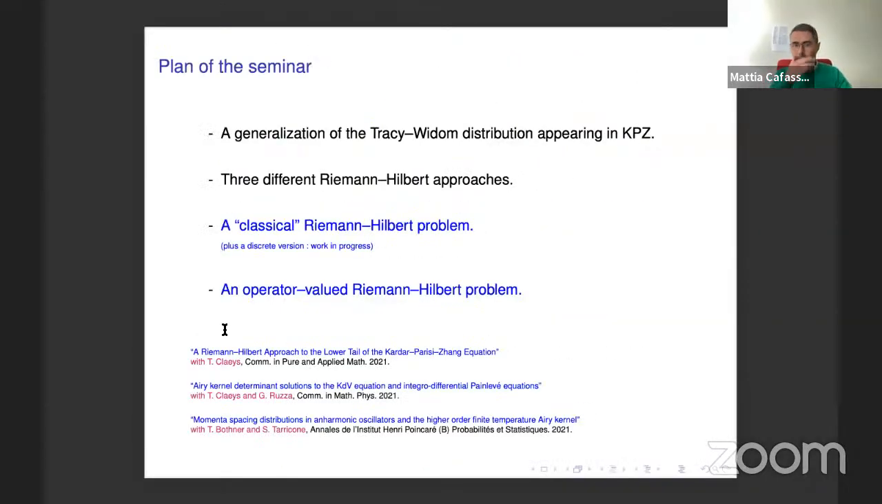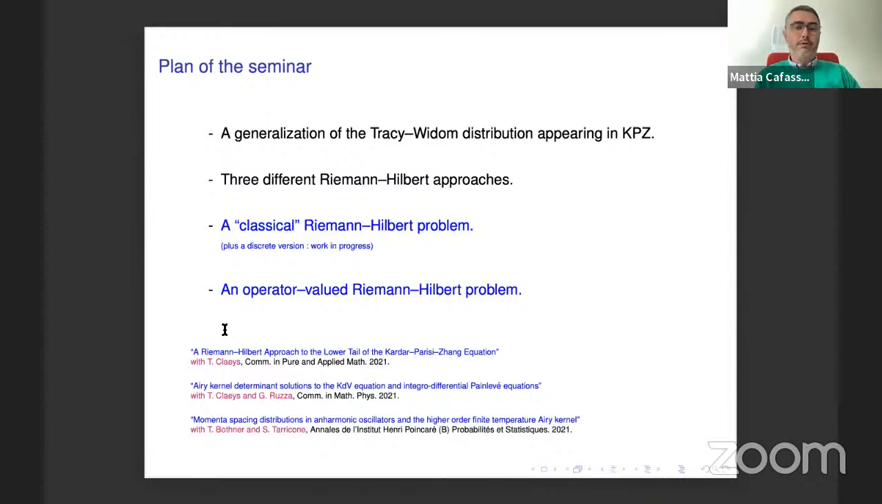Okay, here's the plan of the seminar. I will introduce this generalization of the Tracy-Widom distribution, which originally appeared in the Kardar-Parisi-Zhang equation. It's the same kind of distribution that Thomas was speaking about, but in this case, the weight that for him was the cumulative distribution function of Gaussians, for us will be the Fermi factor or logistic function.